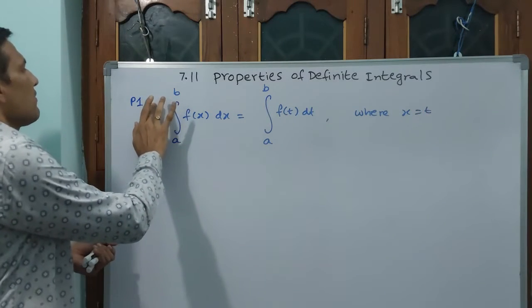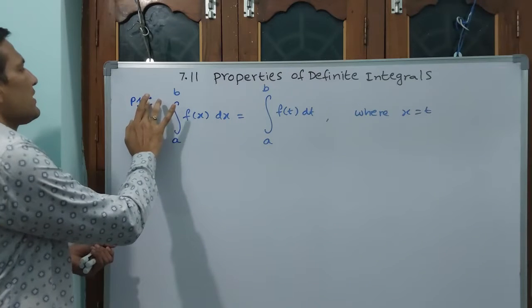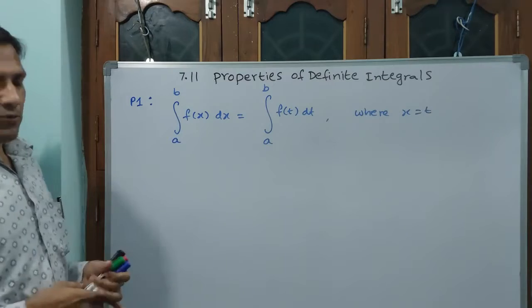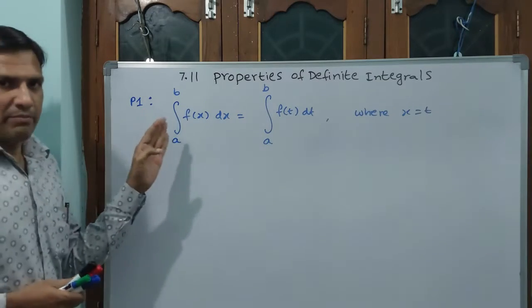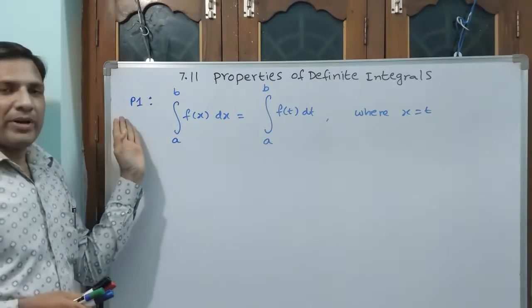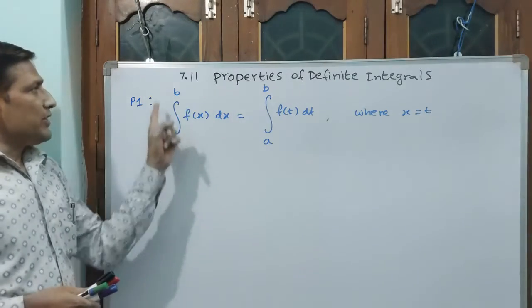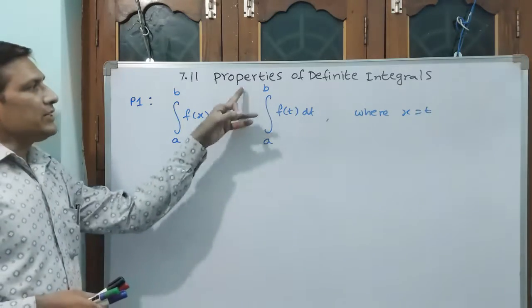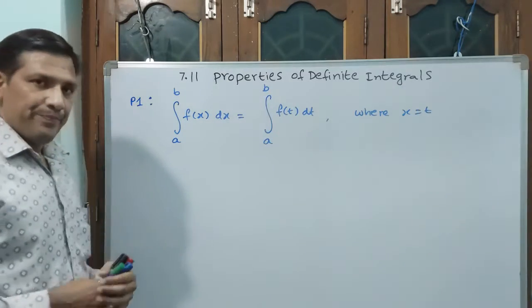Property number 1, rather than equal to, you take a colon. Here equal to is there, that is why it is better not to write it twice. P1 colon, that means property number 1: integral a to b f of x dx is equal to integral a to b f of t dt.